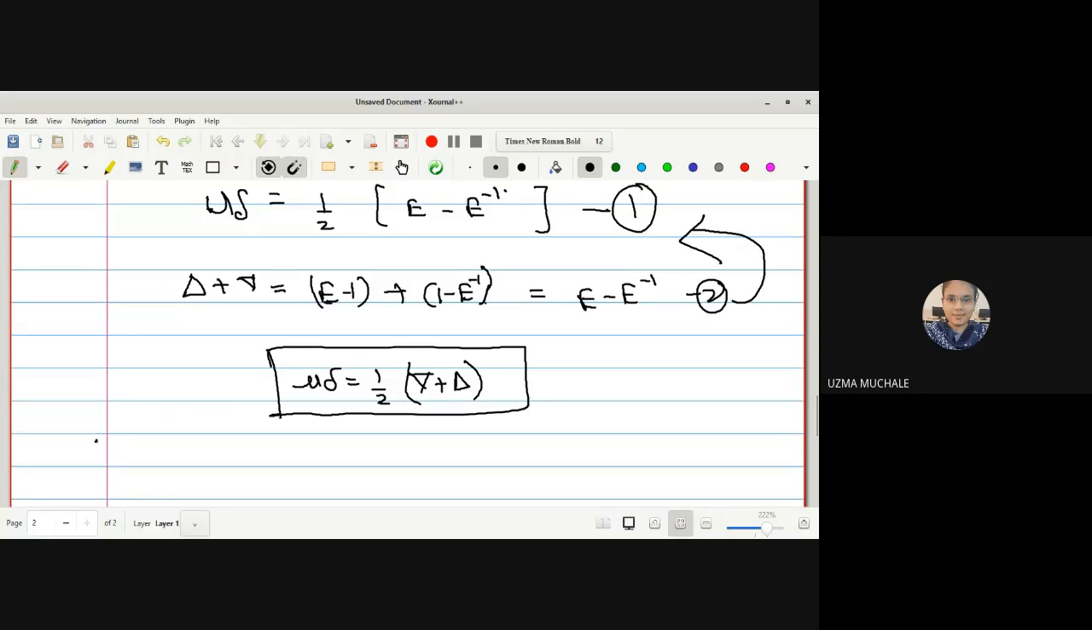I hope everyone is writing these relations because these are important for your MCQ examinations. Let us find out now the relation between backward, forward and shift operator.